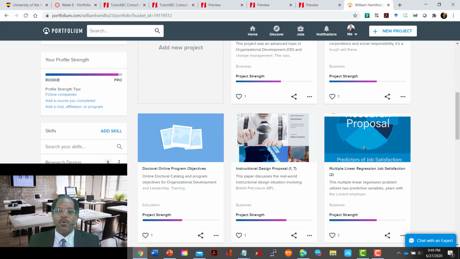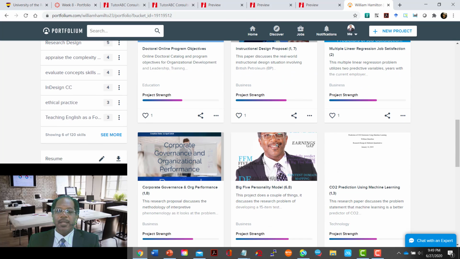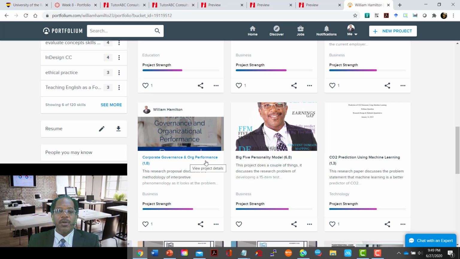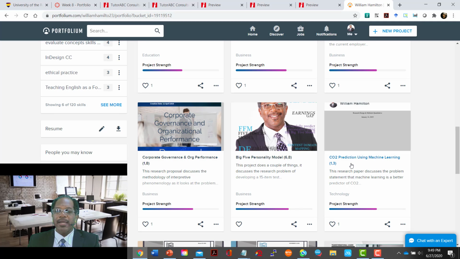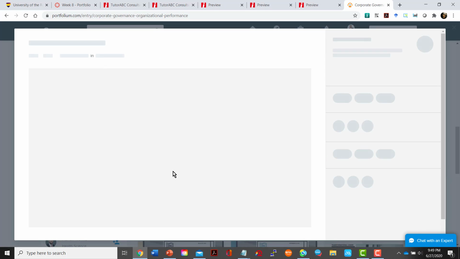This is 4. So I have 3 projects here under number 1: instructional design proposal, and also a corporate governance and organizational performance. This is the one I'm going to highlight, and the other one is CO2 prediction. So under program learning outcome number 1, corporate governance.